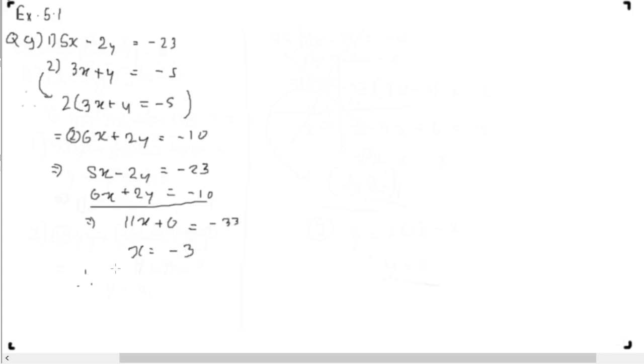Therefore, we plug this back in. 3 into minus 3. I'm plugging it into this one, equation number 2. So I'll probably write that down. 3 into minus 3 plus y is equal to minus 5. Therefore, minus 9 plus y is equal to minus 5. So y has to equal 4. So x is minus 3 and y is plus 4.